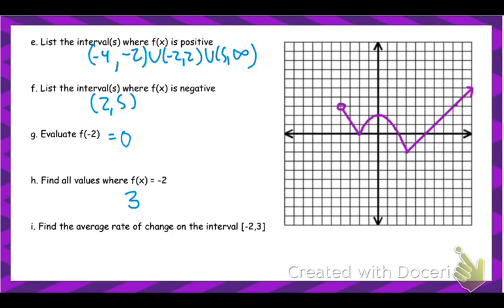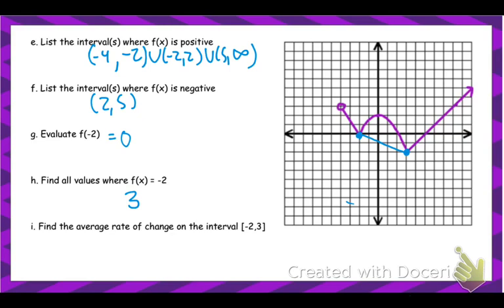All right, next one, average rate of change. So average rate of change on the interval -2 to 3. So again, interval tells you that those are x values. So from the x value of -2 until the x value of 3 on your graph, what is the average rate of change? Another way of asking that is basically, what's the slope from one point to the other?